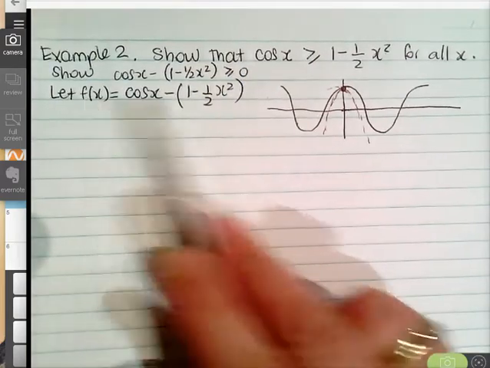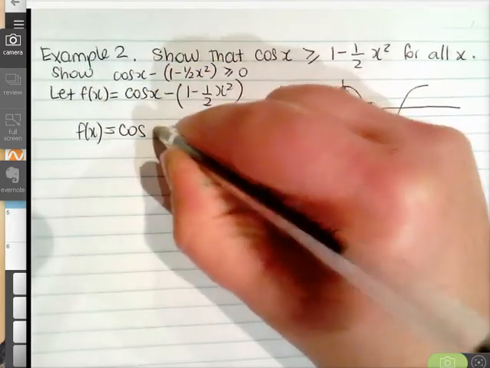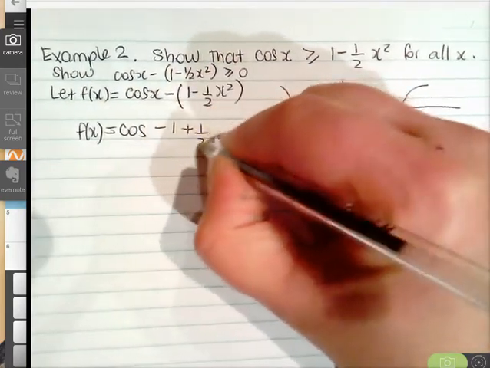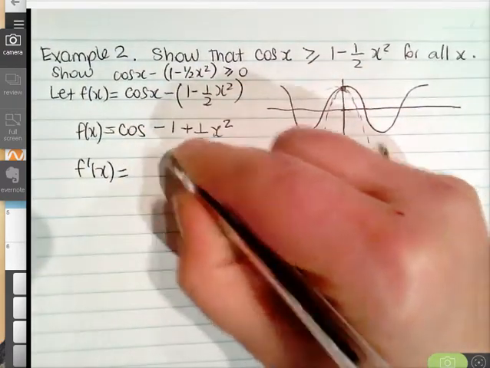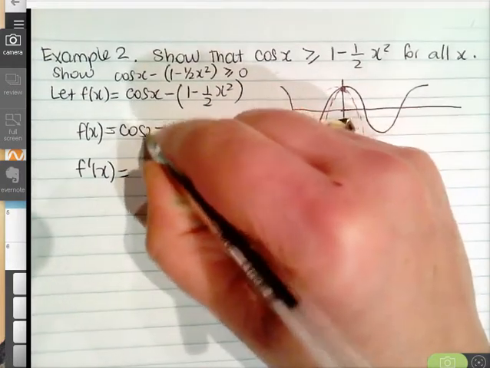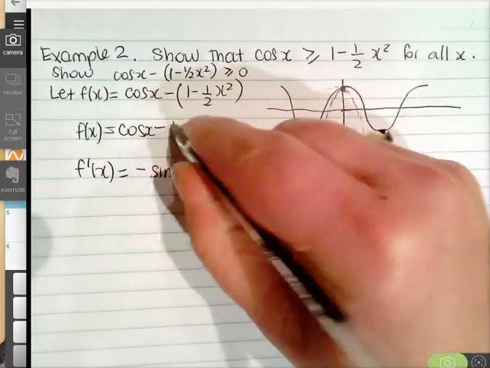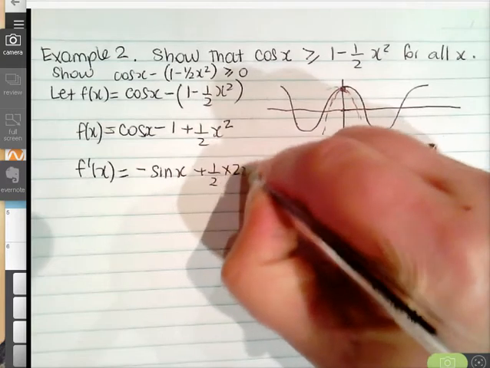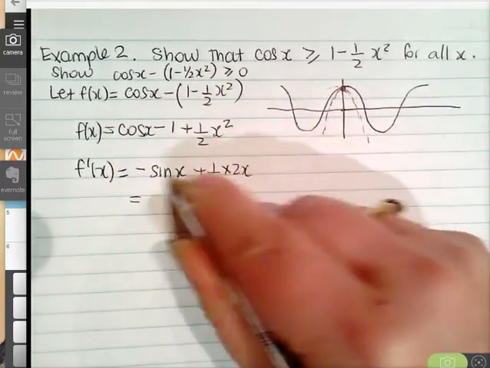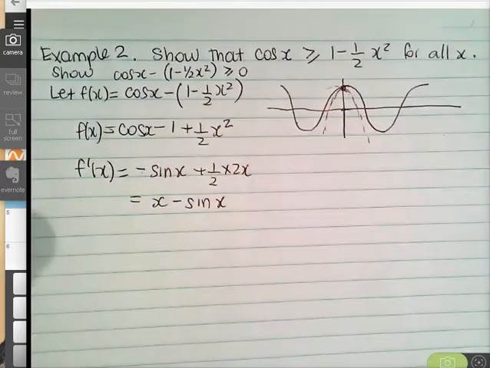Okay, so if we let our function of x be that, let's just simplify that. In other words, our function of x is cos x minus 1 plus a half x squared. So let's differentiate that function. So f dashed x will be, if you differentiate cos, you get minus sine x. If you differentiate the minus 1, you get 0. If you differentiate this, we'll get plus a half times 2x. So we'll get minus sine x plus x, or I'll write it as x minus sine x. So that's our first derivative.